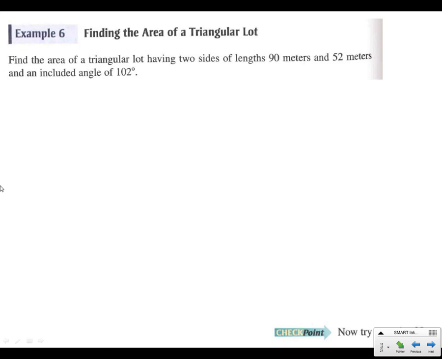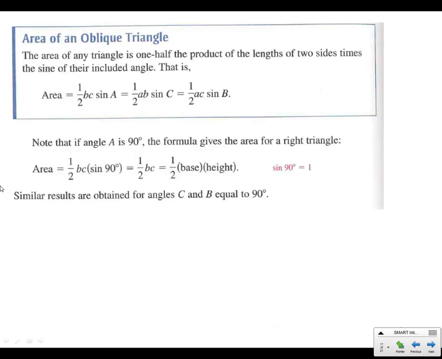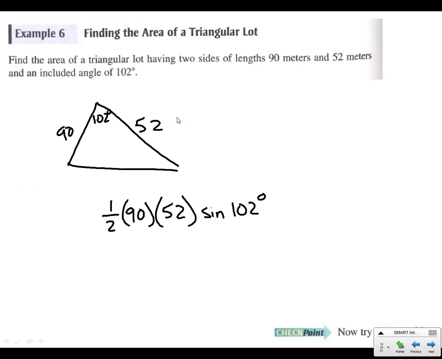Okay, all right, so let's wrap things up here with an area problem. We've got a nice triangle here, lengths of 90 and 52, and the angle in between them is 102 degrees. So we go to our formula, 1/2 90, one side times the other side times the sine of the included angle. AB sine C, right? From back here, AB sine the included angle.